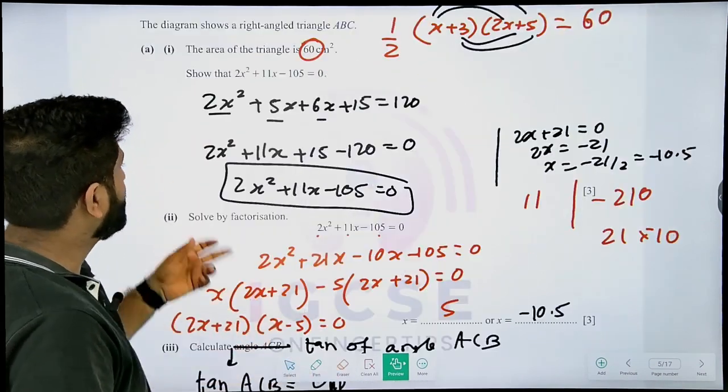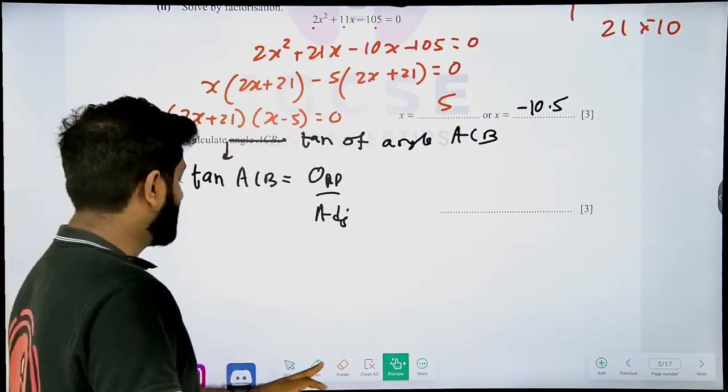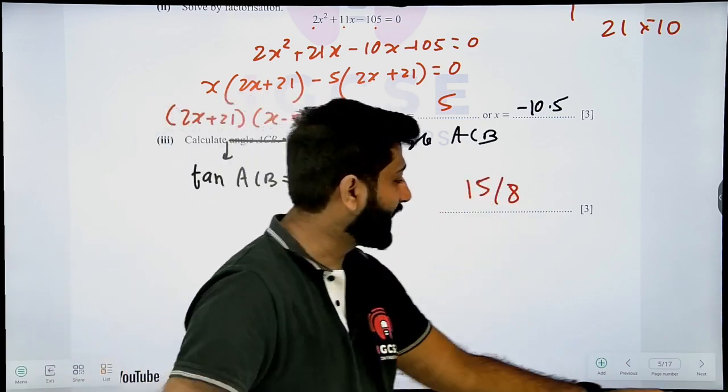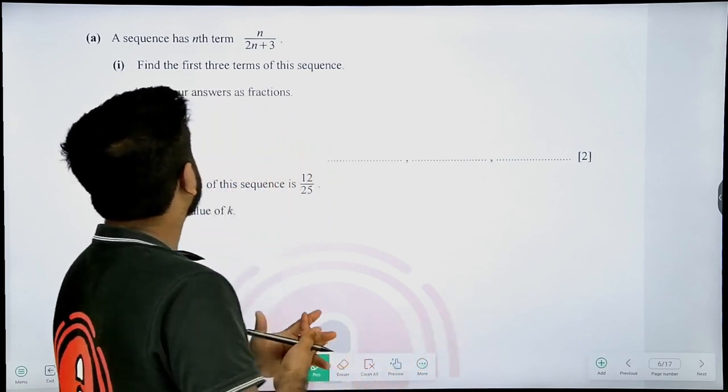So the answer for this question is going to be 15 over 8. Right. Going towards the next question.